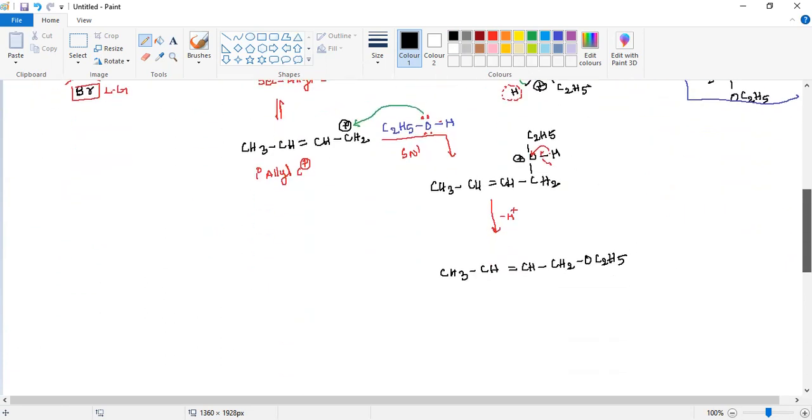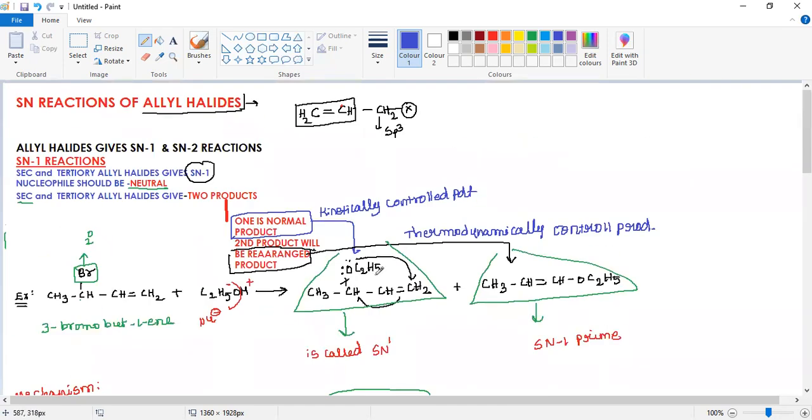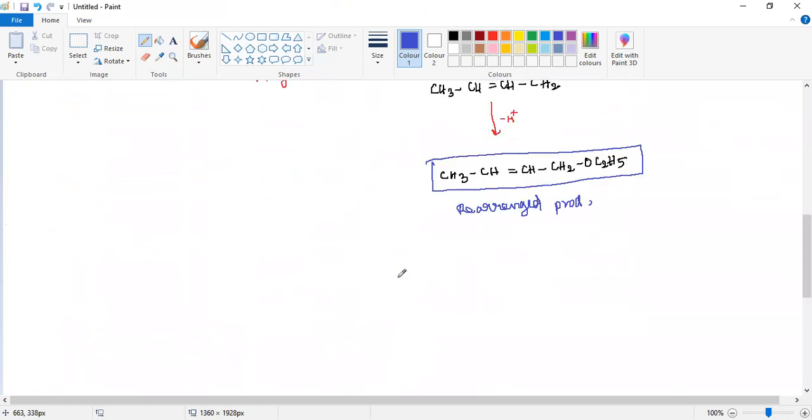This is the rearranged product that is obtained. What type of product is the rearranged product? It is the thermodynamically controlled product. So this is the mechanism of SN1 reactions of allyl halides. Okay, next go to SN2, beta. This was all the SN1 reaction. Next, go to SN2.